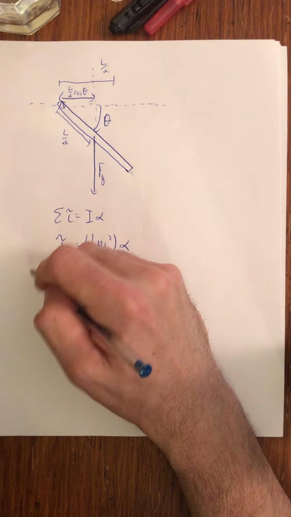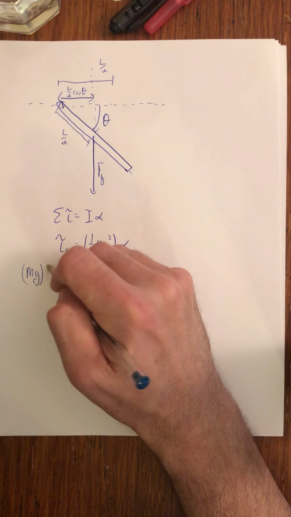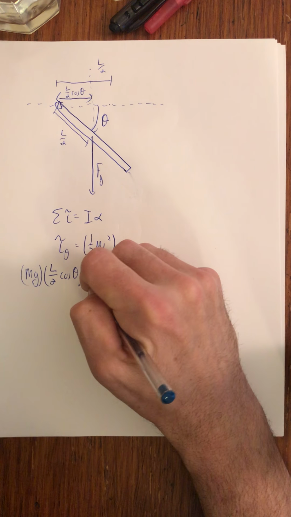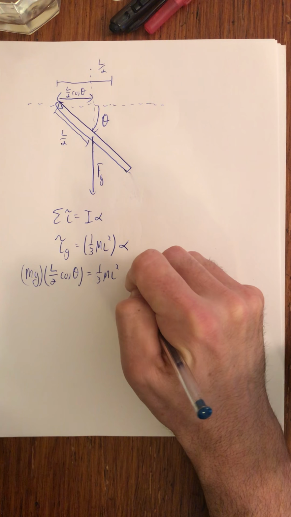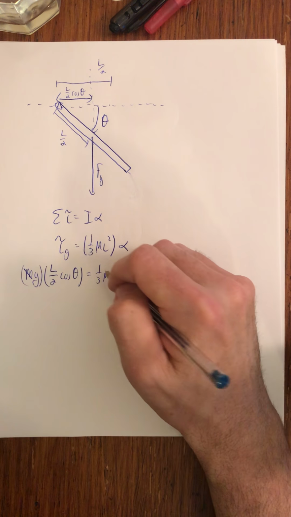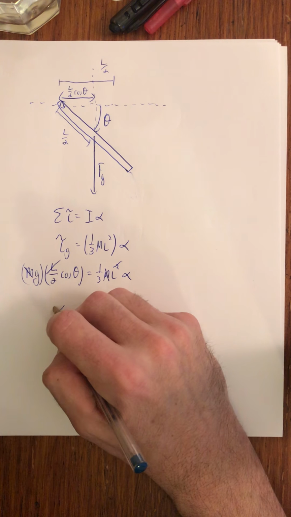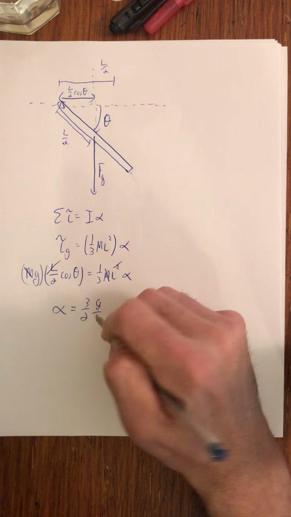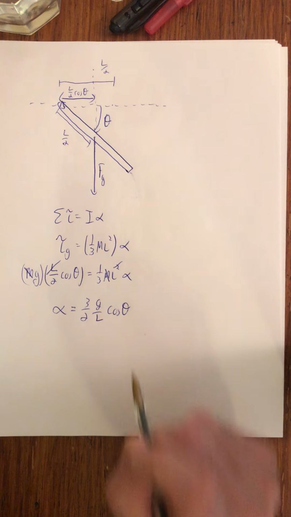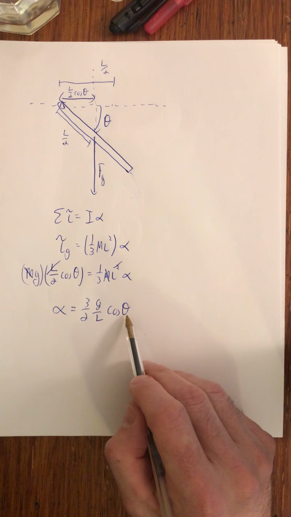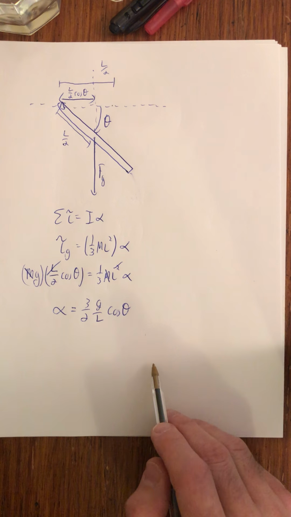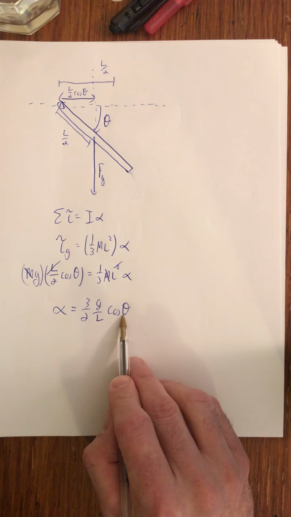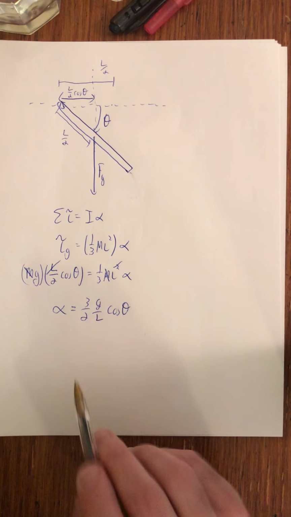So that means I've got mg as my force. My lever arm distance is L over 2 cosine of theta, and that is equal to 1/3 ml squared alpha. And once again, the masses cancel and L cancels. And then we get that alpha is equal to 3/2 g over L, very familiar, but times cosine of theta. So notice here, theta is initially 0 and goes to 90, so alpha is going to go from 3/2 g over L at cosine of 0 all the way down to 0 at cosine of 90.